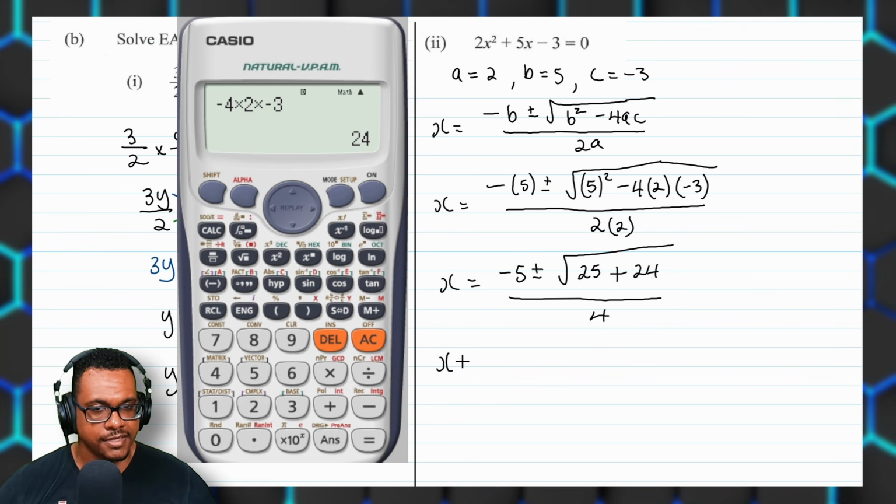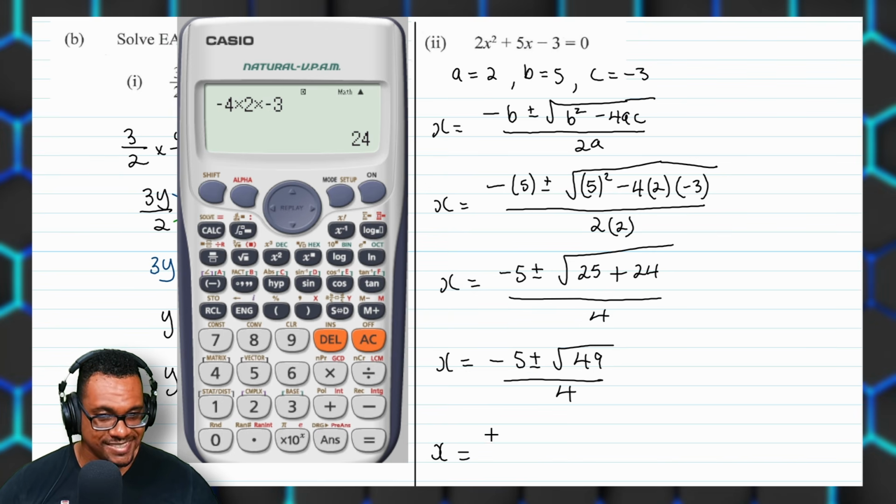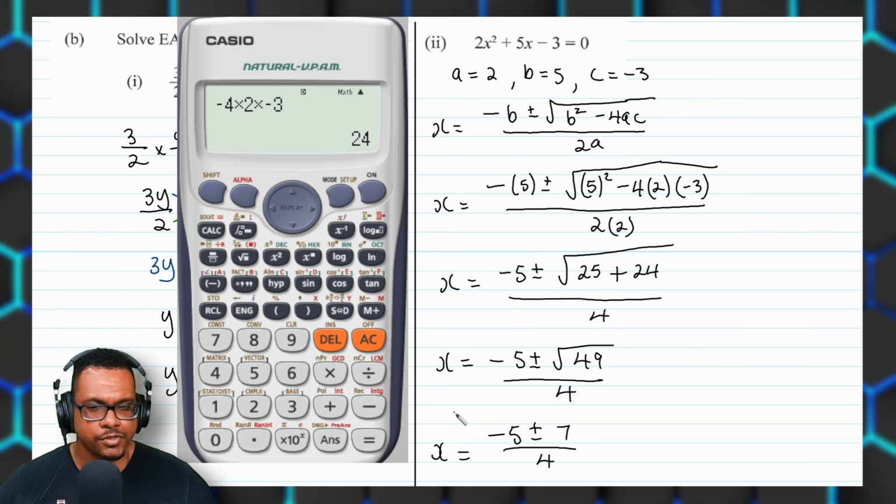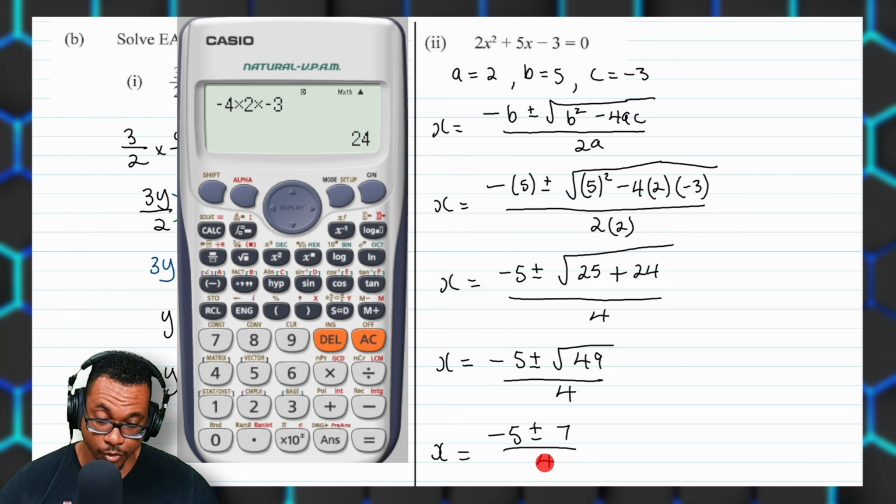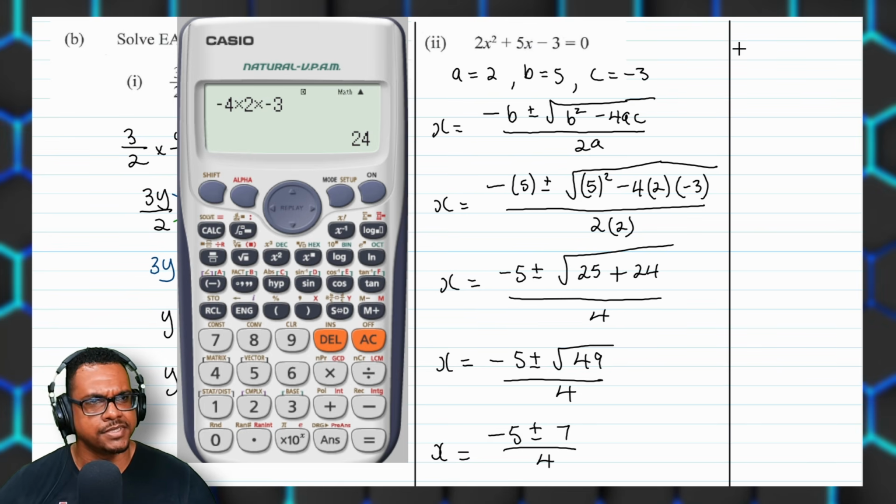All right, so we're going to get x is equal to negative 5 plus or minus the square root of 49 over 4. So this would be x is equal to the square root of 49, 7. So negative 5 plus or minus 7 over 4. Now this is how we're going to get our two answers. We're going to have either x is equal to negative 5 plus 7 over 4, or x is equal to negative 5 take away 7 over 4. I'll put two answers here. So I'm going to put either.